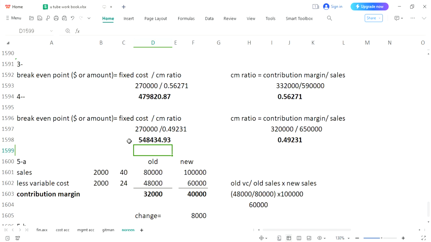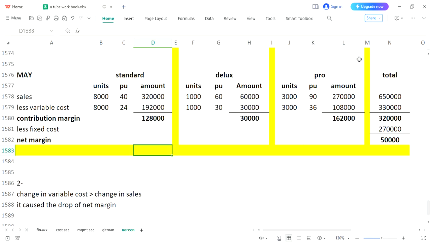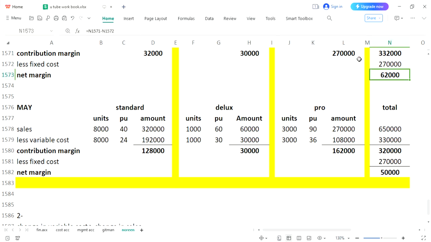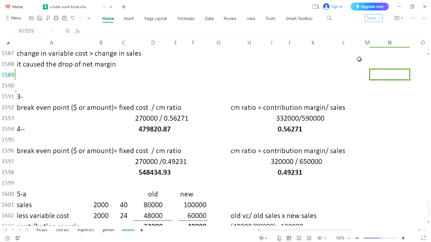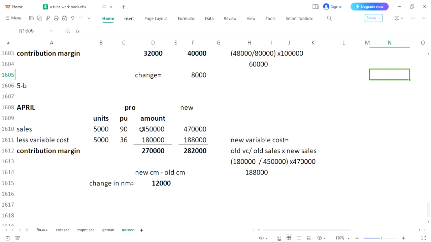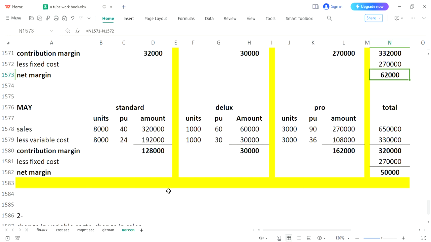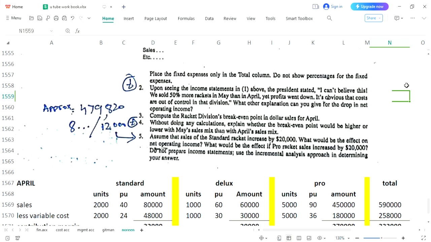And this difference would be for the final statement of April as well. As I have told you, 62,000, and when you change the sales of pro product in 5B, the difference would be 12,000. So you will conclude automatically, 62,000 total old net margin and 12,000 would be the change. So total net margin would be 74,000 if you increase 20,000 in pro racket. This was our second part, 5B. What would be the effect if pro racket sale increased by 20,000?